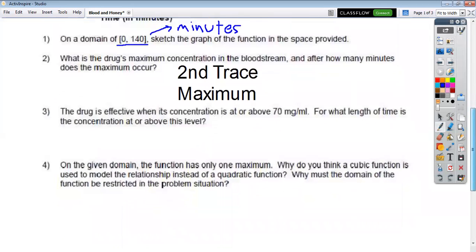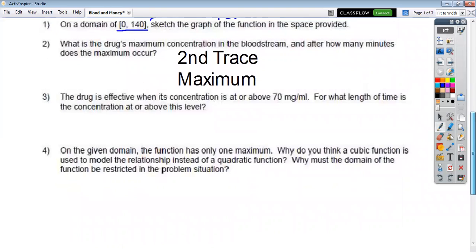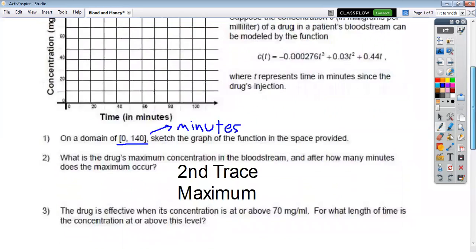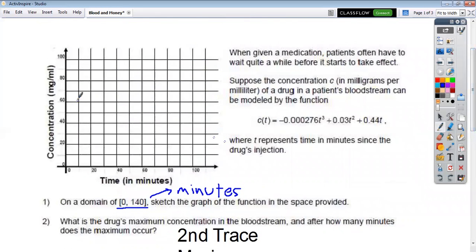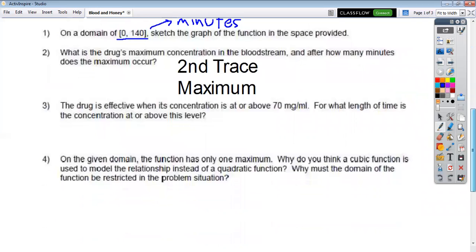Down here, it says the drug is effective when its concentration is at or above 70 milligrams per milliliter. So it asks for what length of time is the concentration at or above this level. Well, there is 70 right there. And so you're just going to look at your graph and see how long from here to here it was above that line. Again, don't use my graph. I'm just making stuff up there.